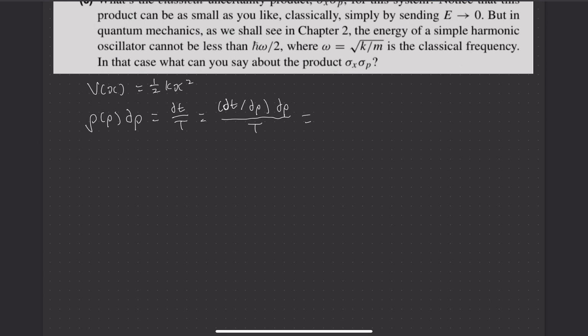So we can say this is equal to dp over T times force. Now, the force is not a constant in terms of p. It actually relies on p, because remember, force is equal to dp/dt. So the value of p changes the force. So this force is a function of p.